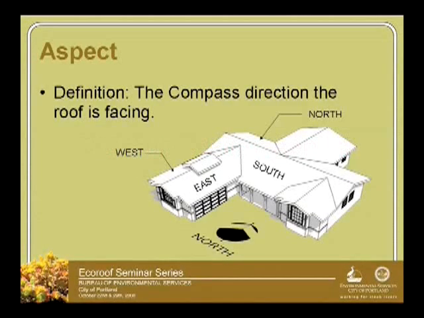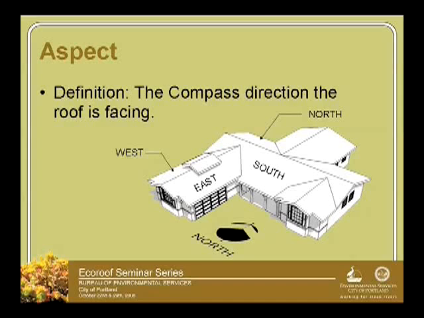First, I want to talk about aspect and its effect on your Ecoroof. Aspect is the compass direction the roof is facing. In the diagram here, we've got a south-facing aspect of this roof, so most of the solar gain is going to happen right here on this roof. We've got a west, so that's going to be a pretty hot area as well.